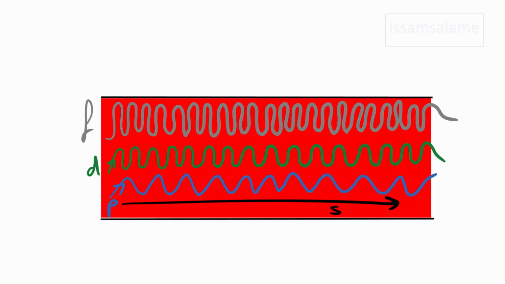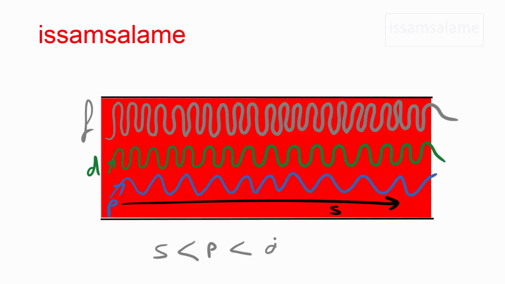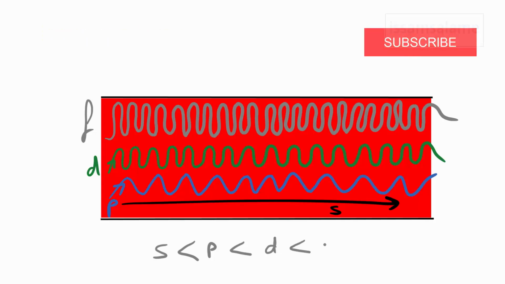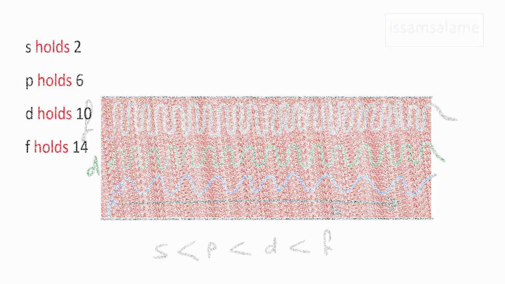Now the question: which one do you think has the least amount of energy and which one has the most? It's clear that S, which is the straight one, needs the least amount of energy, and P needs a little bit more, D a little bit more, and F a little bit more. So now we have shells: as we go higher, we need more energy. Subshells: as we go from S to F, we need more energy.